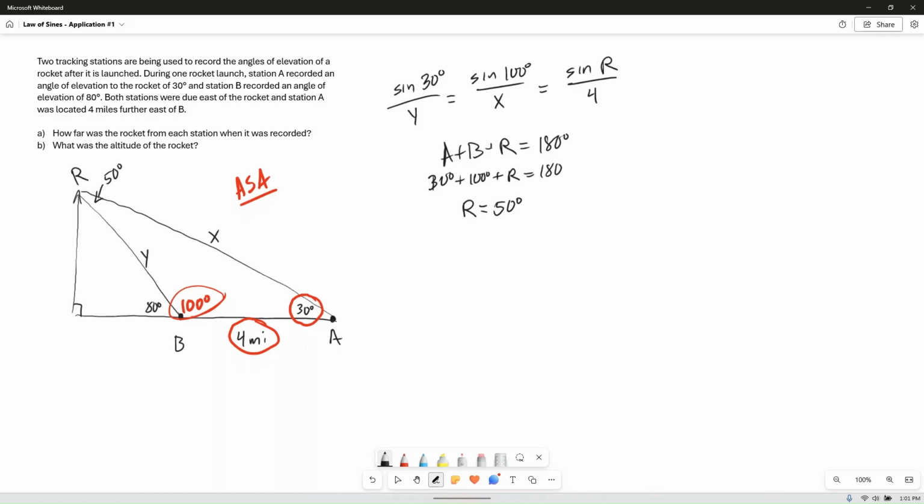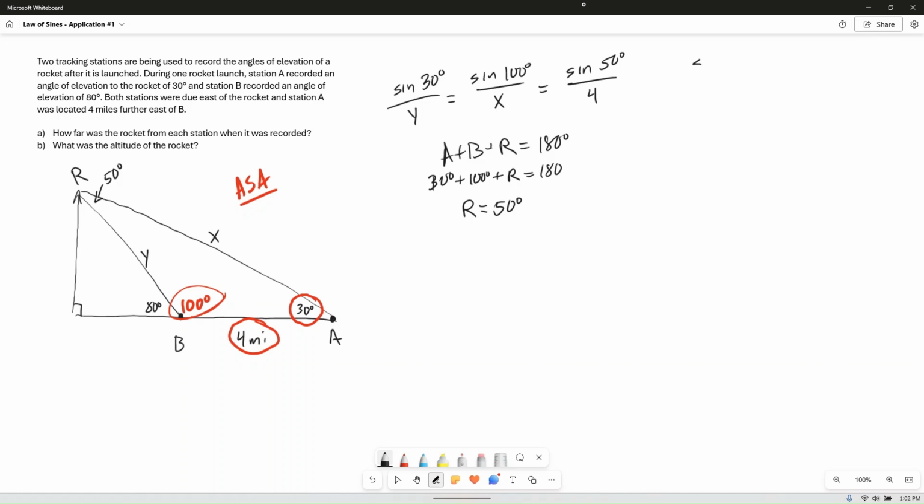So we know R up here is 50 degrees. That's that little acute angle inside the obtuse triangle. Just to make sure, 100 plus 30 plus 50 is 180, so our angles add up. And so now I can go ahead and replace the R in my proportion with 50 degrees. I now have one ratio that has both of the values, and so I can set those up to figure out the two unknown sides.